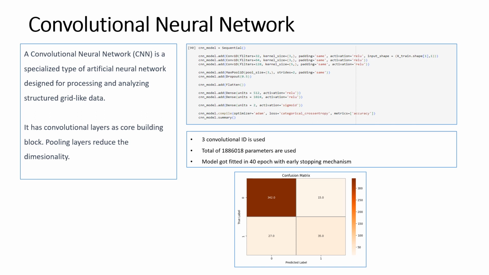And the fully connected layers: after several convolution and pooling layers, a CNN often has one or more fully connected layers for making the final prediction. Likewise, it has convolution filters, which specify features such as edges, textures, stride and padding, dropout, and pre-trained models. In this one, we have used three convolution layers, and a total of 1886018 parameters were used. The model got fitted in 40 epochs with an early stopping mechanism.